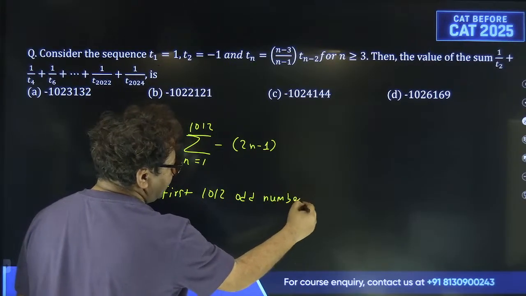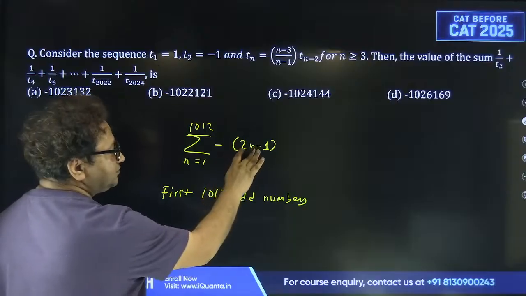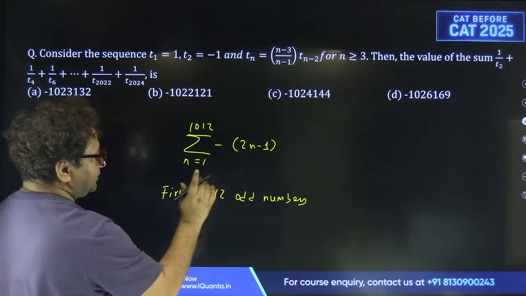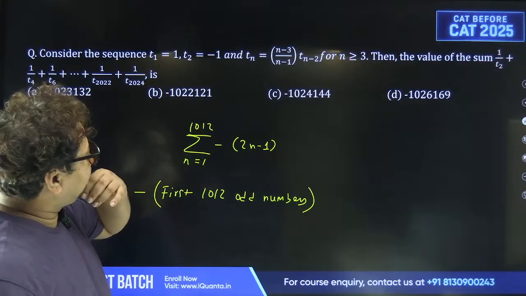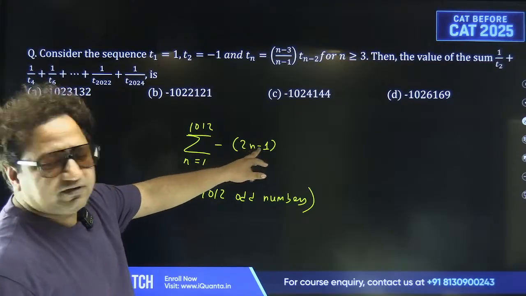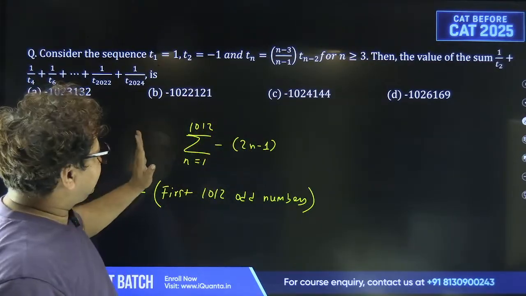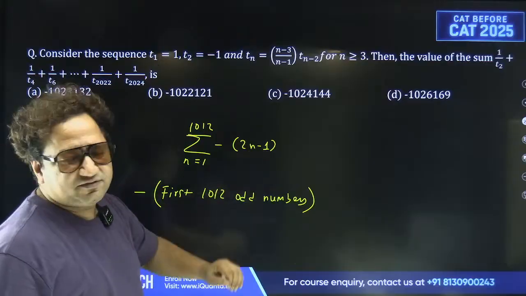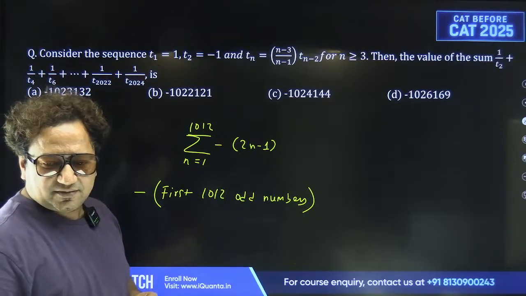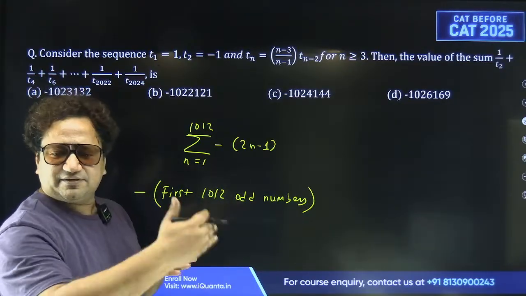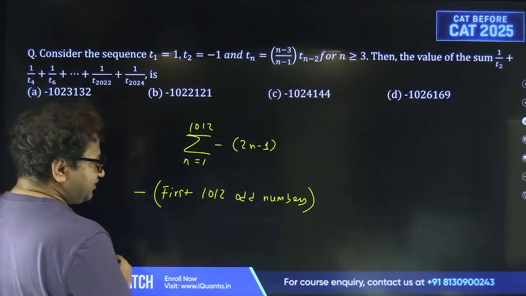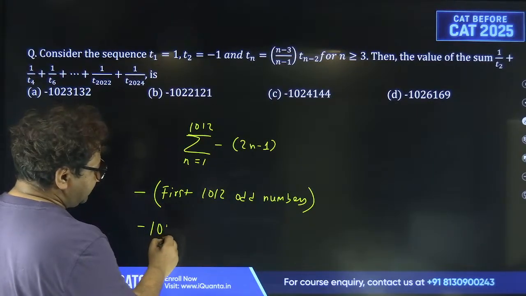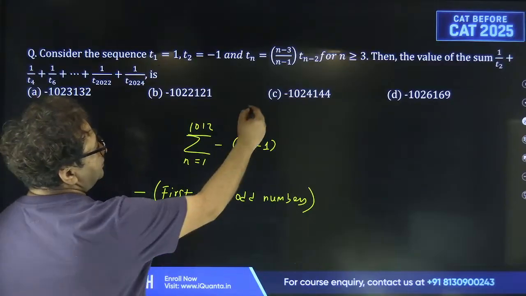Is that right? Because if I put n as 1, I'll get 2n minus 1, so negative sum of the first these many odd numbers. If I put n as 1, I'll get 2 into 1 minus 1 is 1. If I put 2, I'll get 2 into 2 minus 1 is 3. क्या बात सही है? Minus 1, minus 3, minus 5, minus 7 and so on. So sum of odd numbers is given by n square. So minus 1012 का square निकाल दो. And this is the answer.